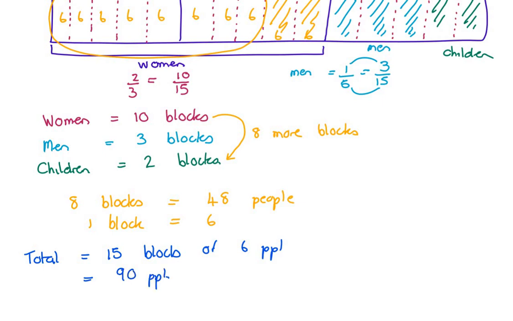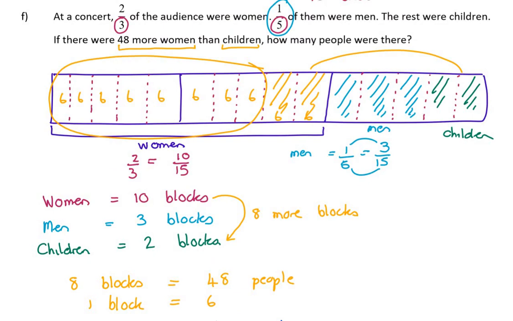Now you can always figure out if you're right, because you can do some quick maths here and say, well, if these were 10 blocks, so the women are 60 people, the men are 3 blocks, so that would be 18, and the children are 2 blocks, so that would be 12. So check, does that add to 90? And it does. Also check, are there 48 more women than children? Yep. Does 18 out of 90 represent 1/5? Yep. And so you know you're right.